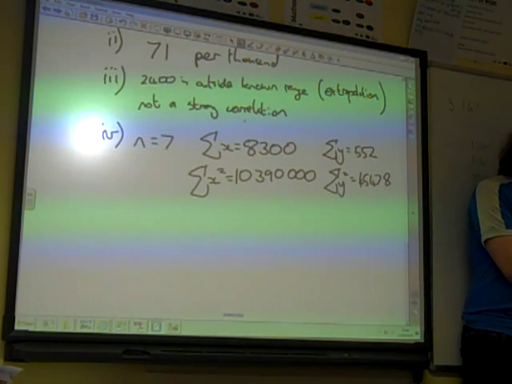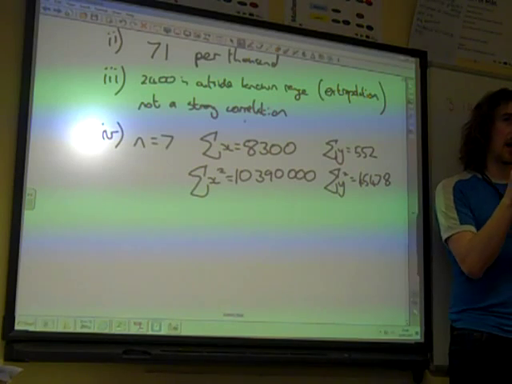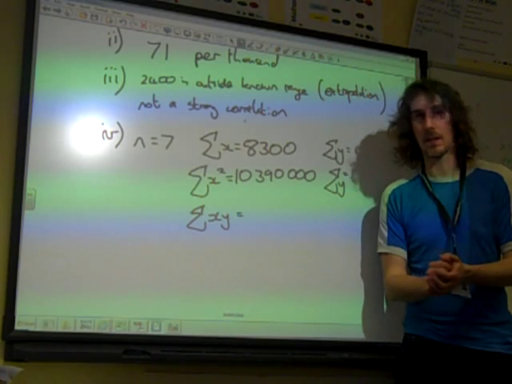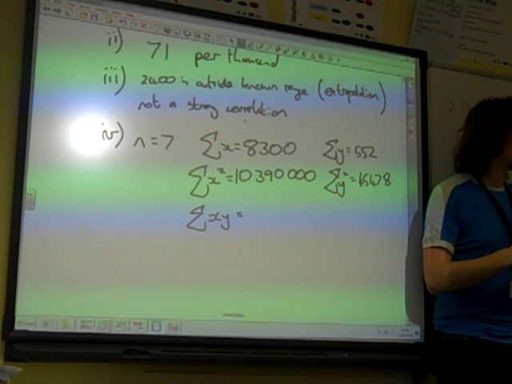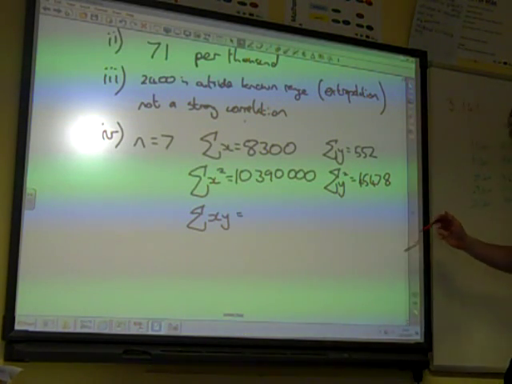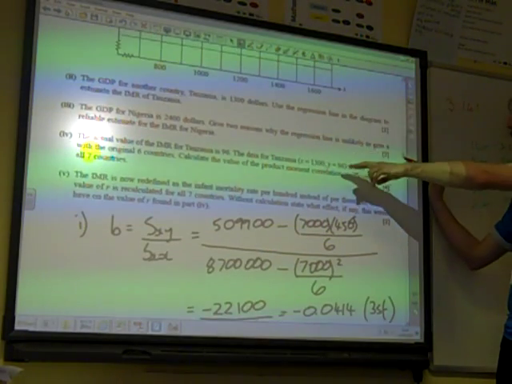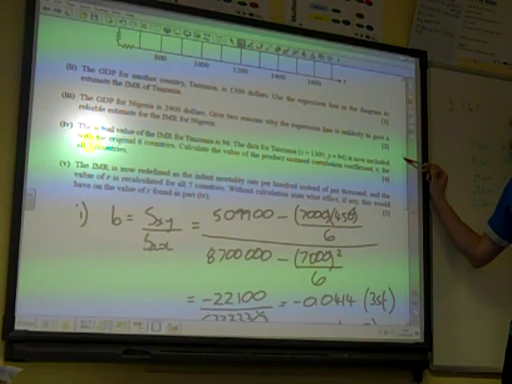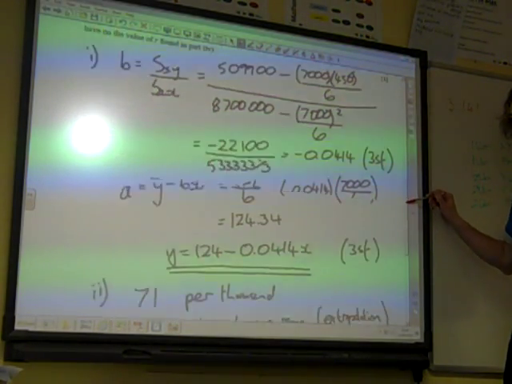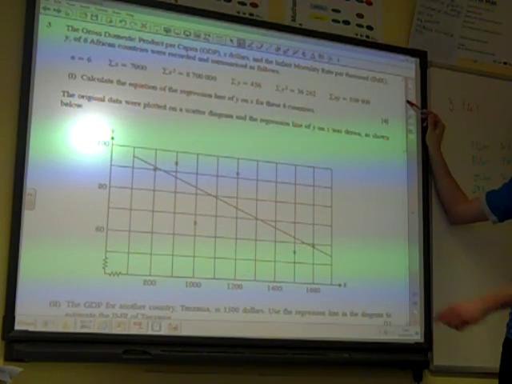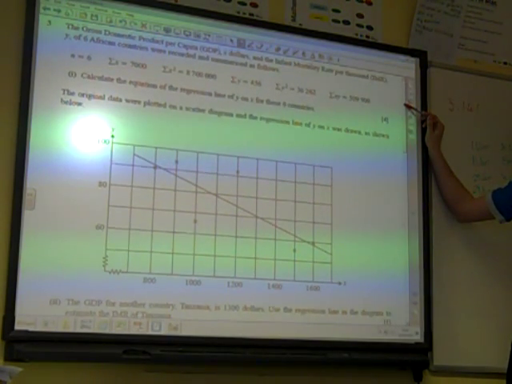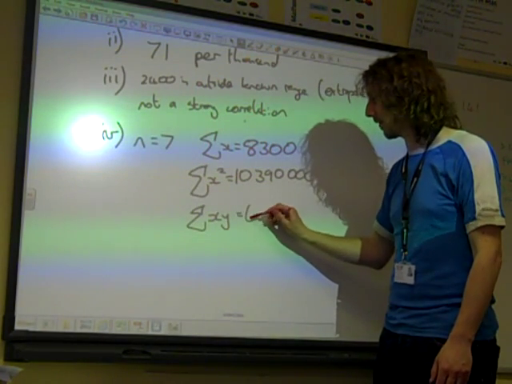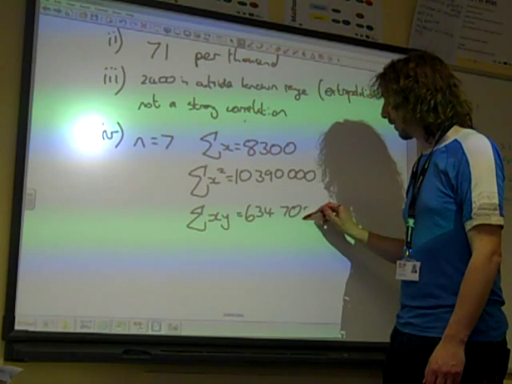And the last one, now remember the last one is sigma xy, and this is what you get when you multiply the x's and the y's together and then add them all up. So we need to multiply these new two x and y values. That would be 96 times 1,300, and add that, whatever it gives us, onto the old value, which was 509,900. That gives us a new sigma xy of 634,700.